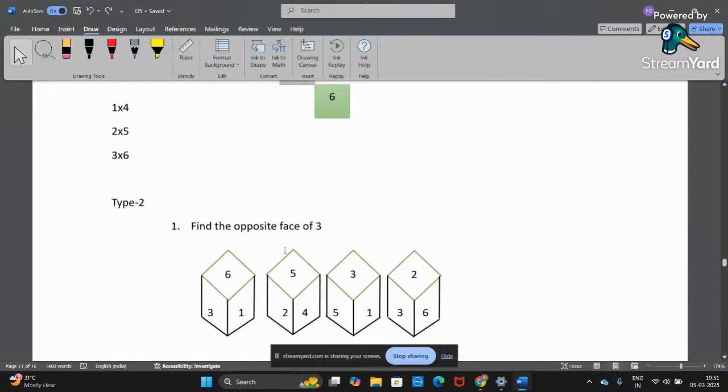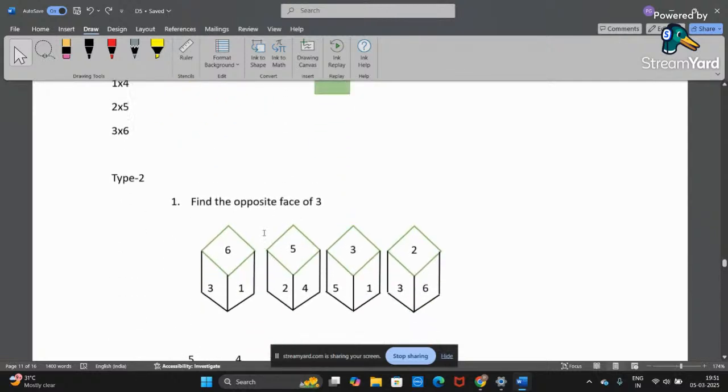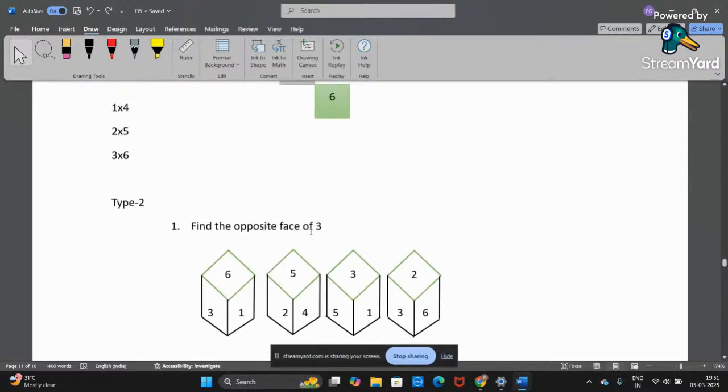Okay, now let's try to solve a problem on this. Find the opposite face of 3. In this, where is 3? Here it is 3, right? Here there is no 3. Here it is 3. Here it is 3. What you have to do is take two cubes. Let's take this and this. In these two cubes, only one number should be common.